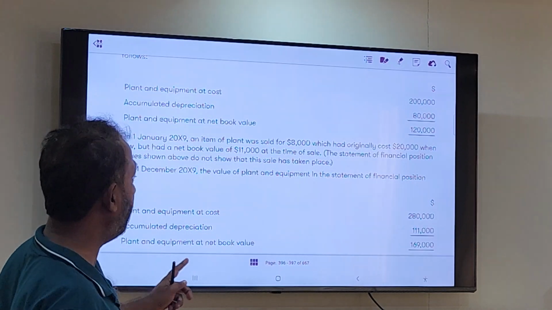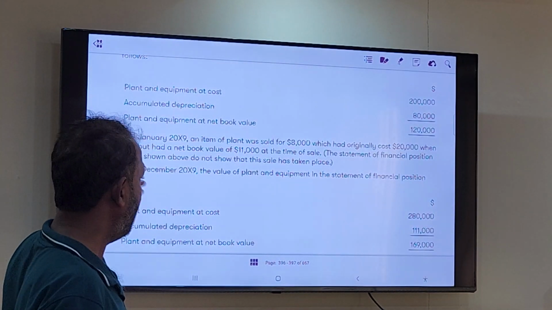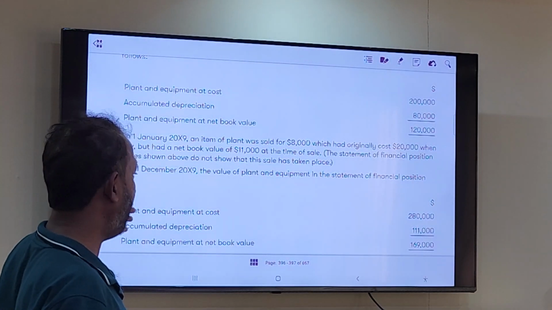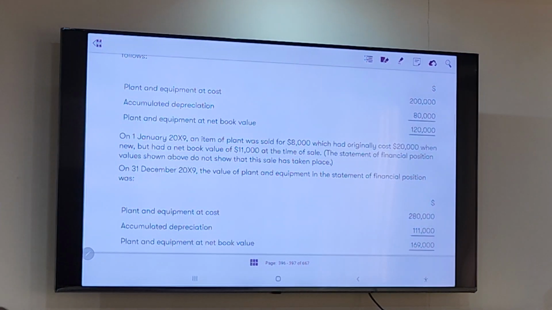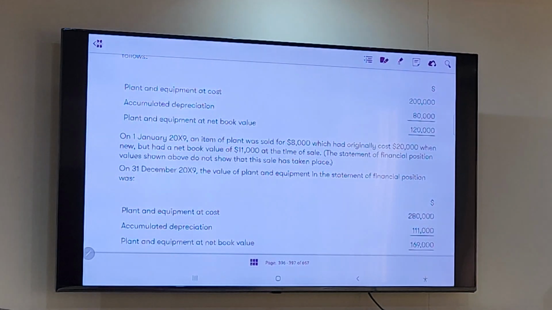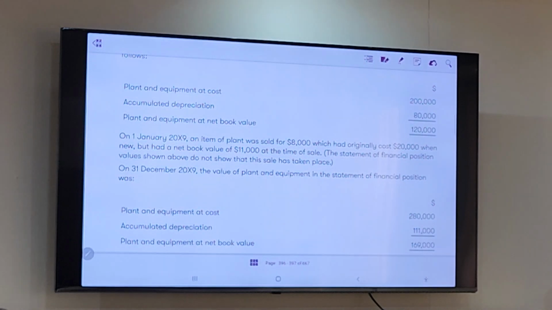Now, can you please tell me, in this particular transaction, have I made a profit or a loss? Loss. How much? 3,000. How did you calculate? 11,000 is the net book value. 8,000 is the selling value. Are you in a position to do this in a T account instead? Can all of you try please?